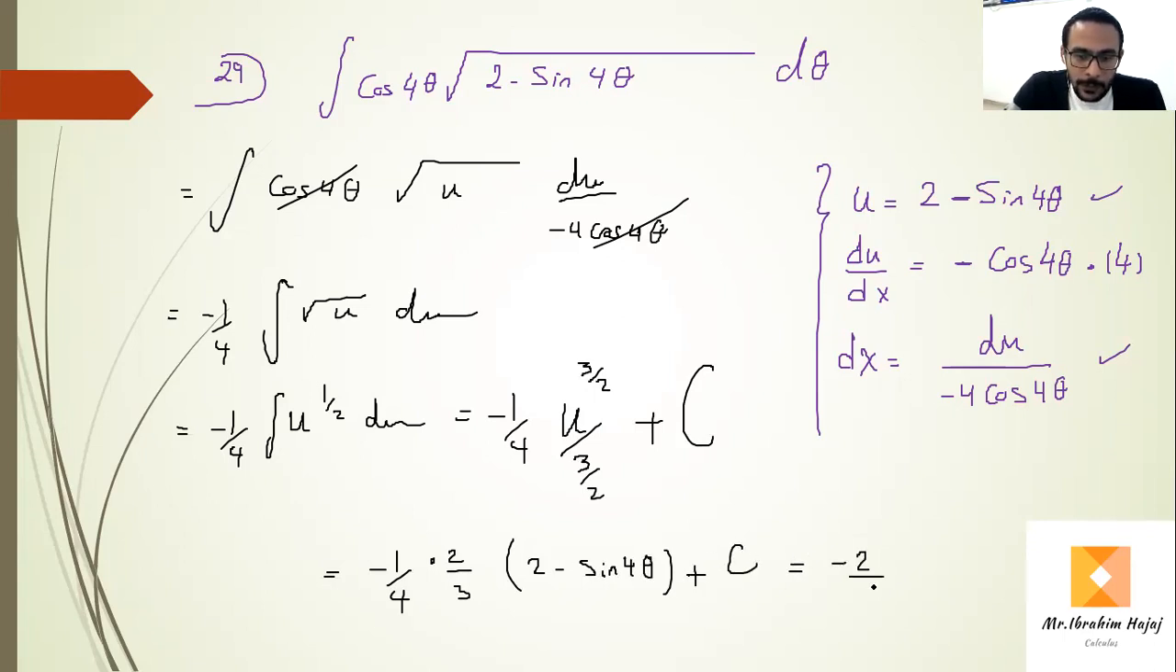Okay, and then negative 2 over 12, meaning negative 1 over 6. I don't have to take the simplest form in order to choose my correct answer if it were multiple choice. So it's negative 1 over 6 times 2 minus sine 4 theta plus the c.